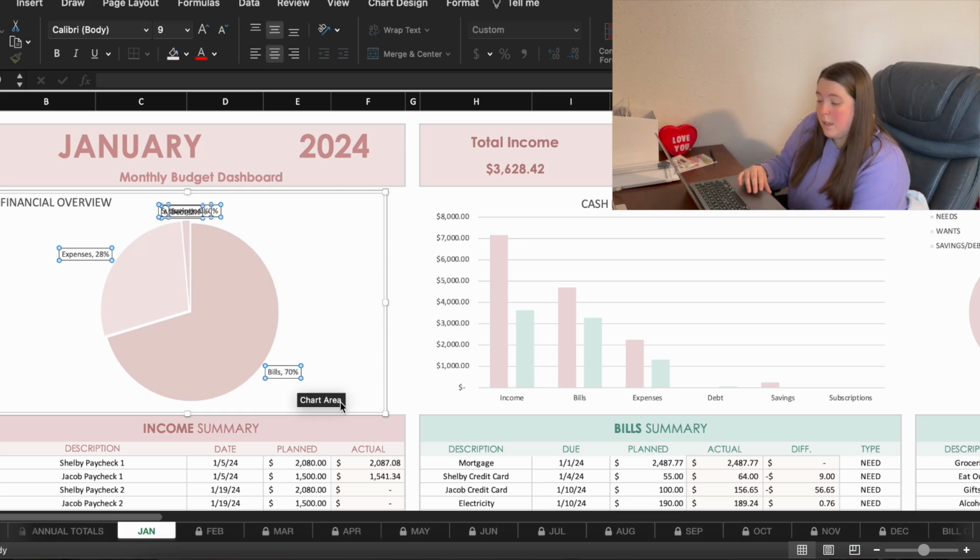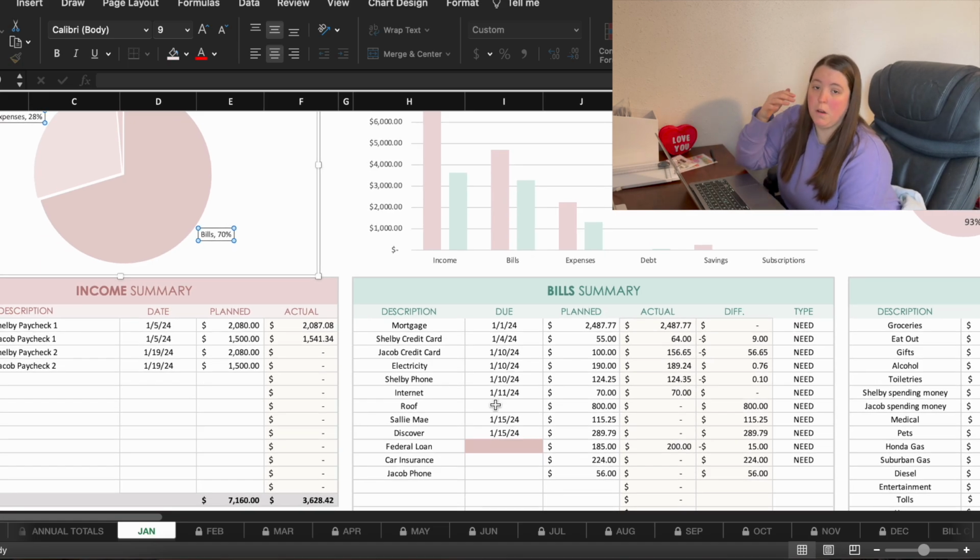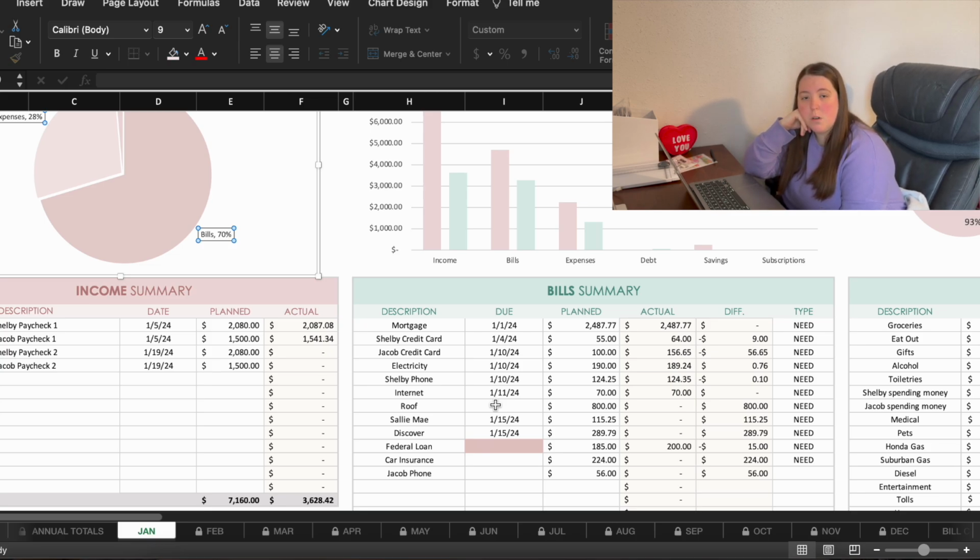So you can tell 70% of our money has gone to bills so far this month, which is crazy. But also, if you look at it, the majority of our bills do come out at the first of the month. So I'm curious to see what this is going to look like at the end of the month. And I'll probably definitely do an end of the month closeout budget video, because I think that'll be interesting since we are doing this new spreadsheet to kind of go through the whole process and see what it looks like.